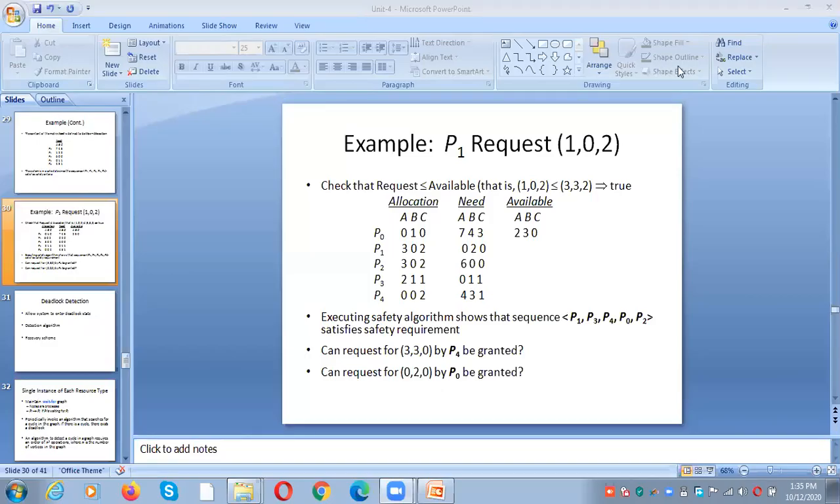Good afternoon. In the morning class, we discussed Banker's algorithm, which is under deadlock avoidance.